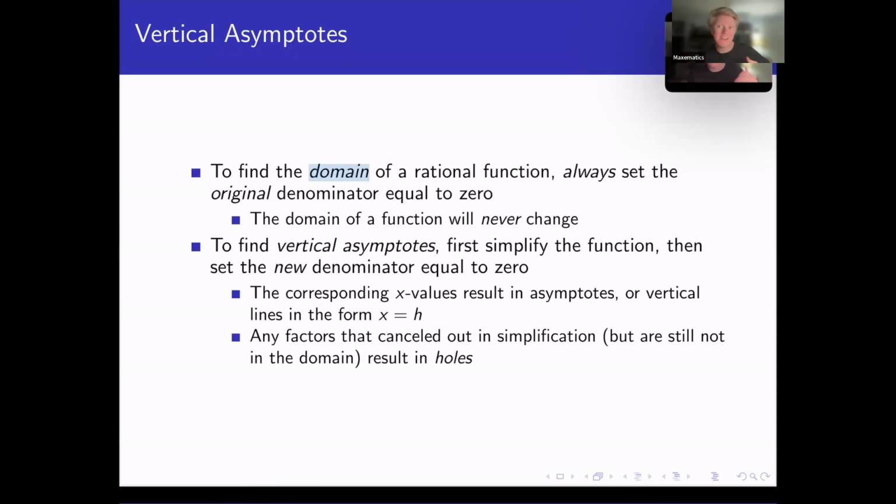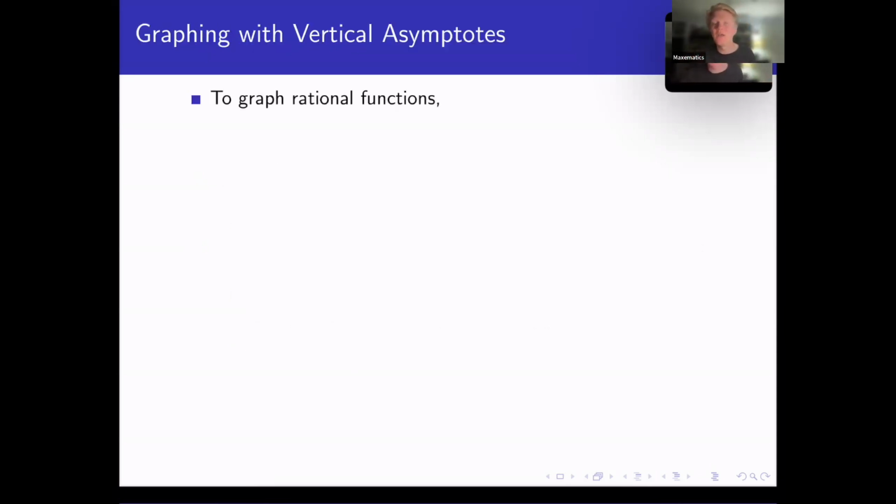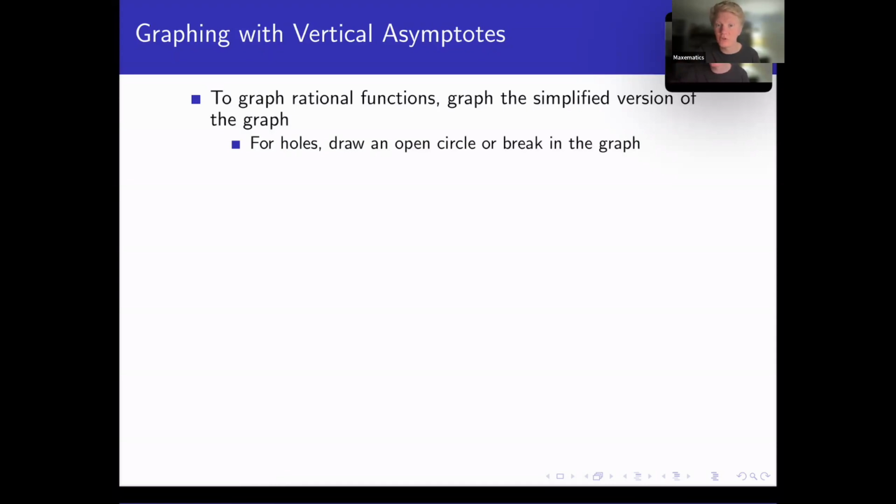So we can simplify it. It could be easier to graph after we simplify, but we can't magically start plugging in values that we don't have. However, to graph a hole, all we need to do is plug in that x value that we canceled out. But we'll talk about that. So to graph rational functions, graph a simplified version of that graph. So for holes, what we're going to do is draw an open circle or a break in the graph.